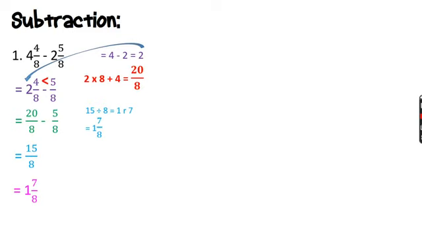All right, last example. 2 5/6 minus 1 1/6. Are my denominators the same? Yes, they are. So let's subtract the whole numbers. 2 minus 1 is 1. That leaves me with 1 5/6 minus 1/6. 5 minus 1 is going to give me 4. So I have 1 4/6.